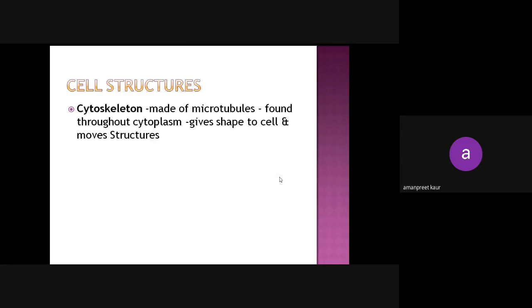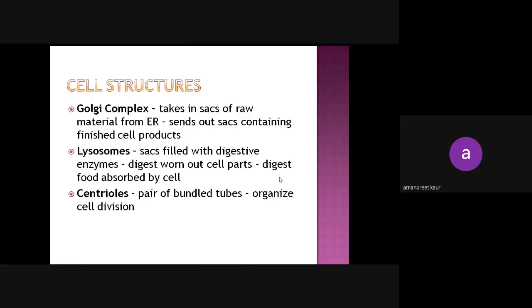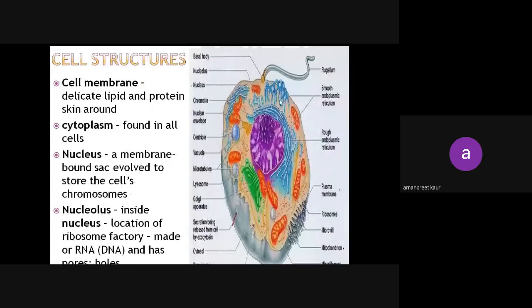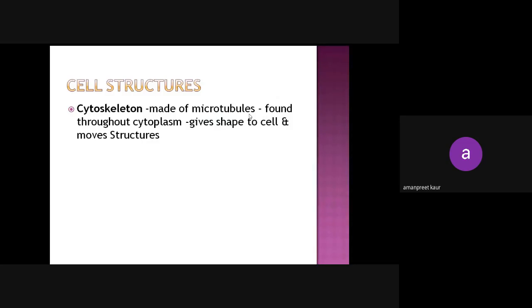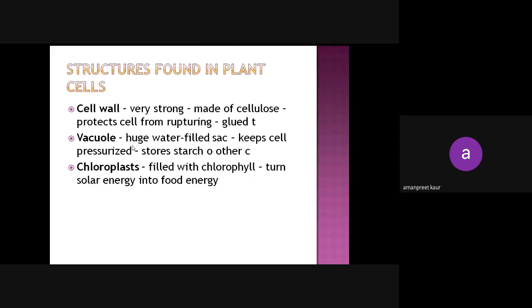The last one is the cytoskeleton. Cytoskeletons are present over here. There are lots of microtubules present, which basically give the skeleton to the cell. They are found throughout the cytoplasm, give the shape to the cell and move the structure. The cell wall is very strong, made up of cellulose to protect the cell from rupturing. Basically, the cell wall is present in the plant cell.